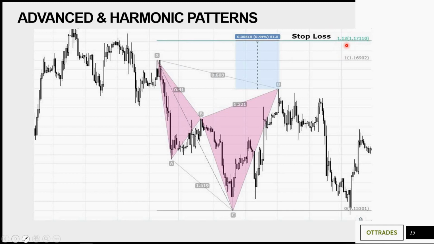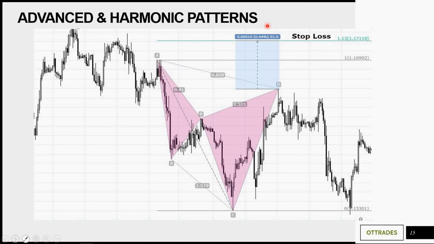113 level is where we would place our stop loss. So if price hits this 113 level, if price continues to move higher, this pattern is no longer valid, so we should exit the trade because we're not expecting it to move lower anymore. We're basically admitting we're wrong and we're just cutting our losses here. This is where the pattern is invalidated.